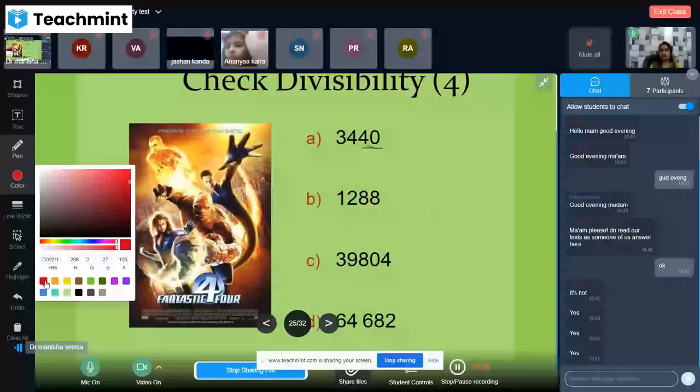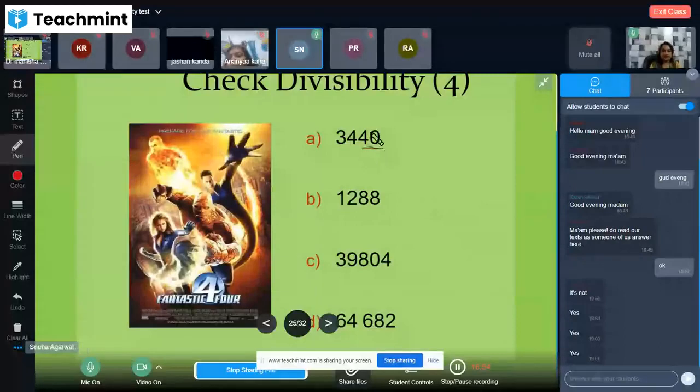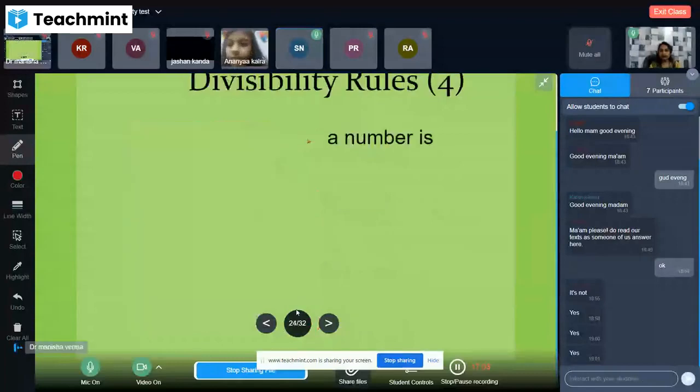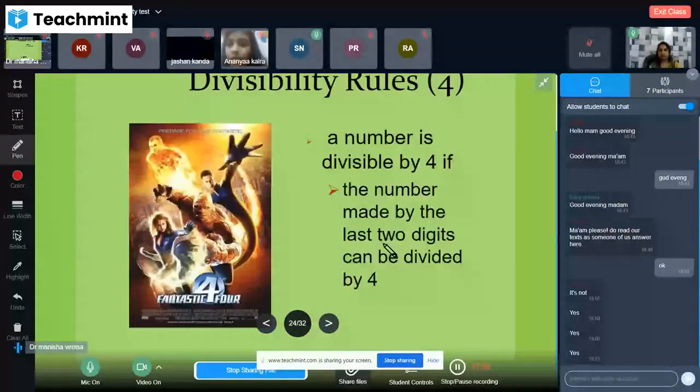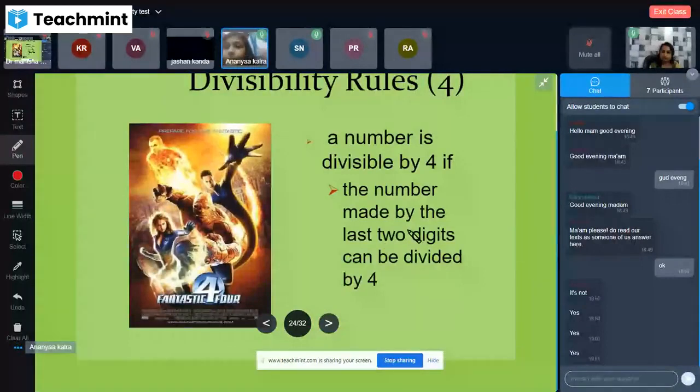Let's check in this. Let's see the last 2 digits. Ma'am, please show the previous slide once again. Okay, I'll just show it. See, ma'am, for 4, if that number's last two digits are in the fourth table, then it can be divisible. Yes. Okay, I'll show you.